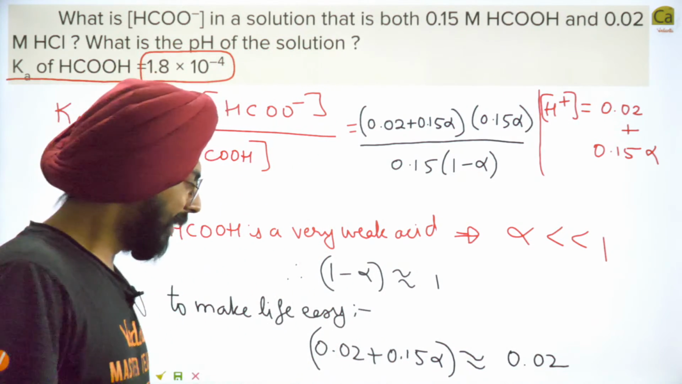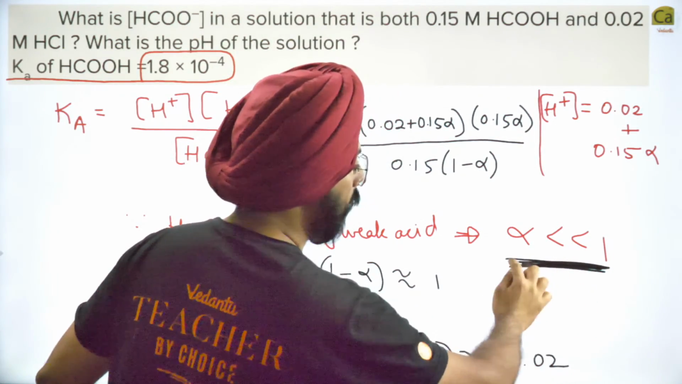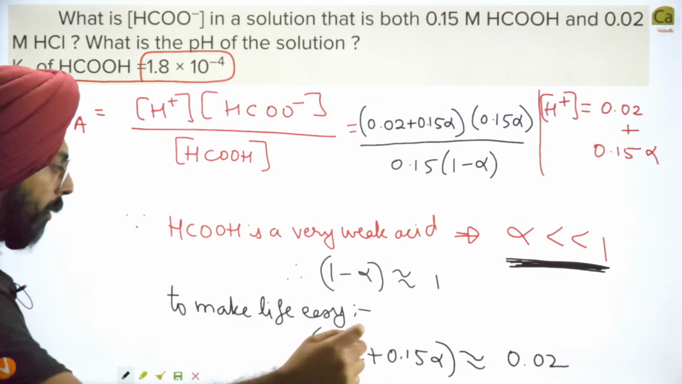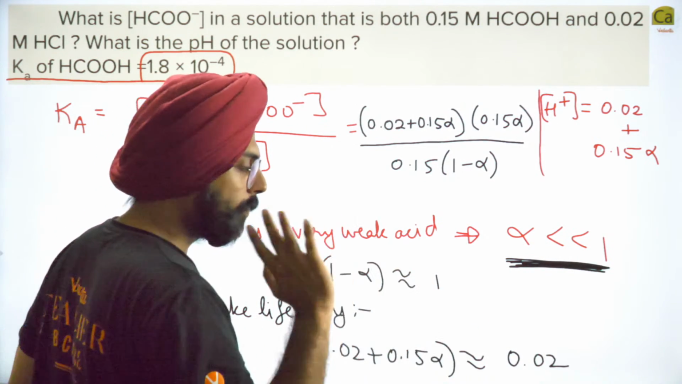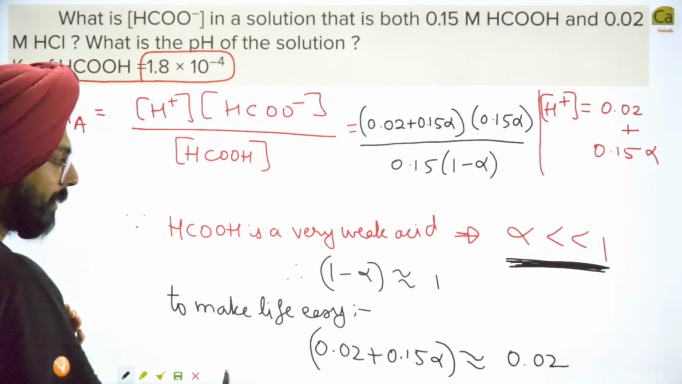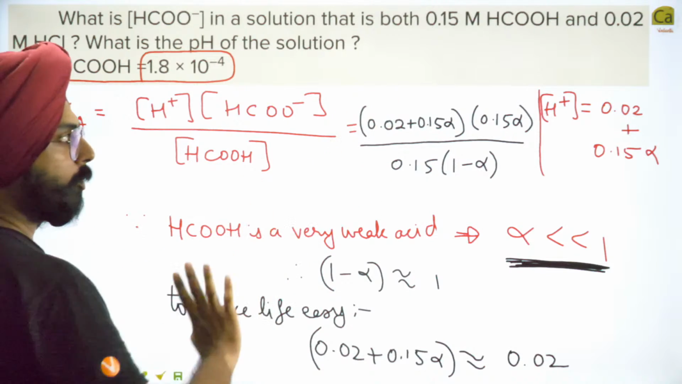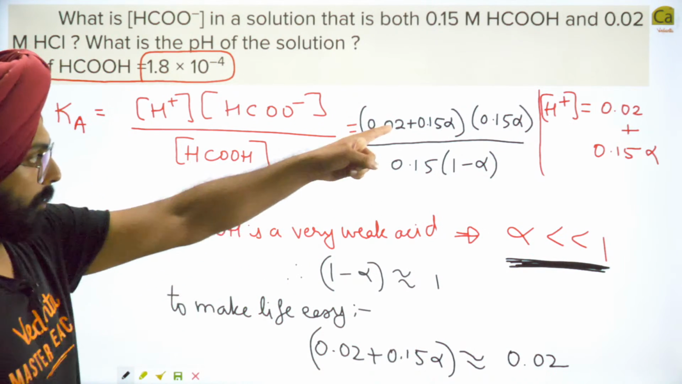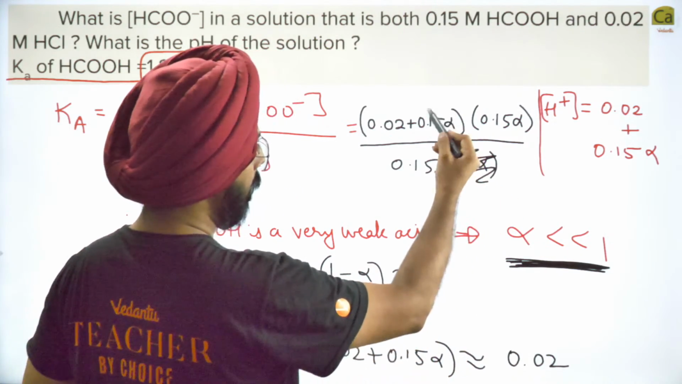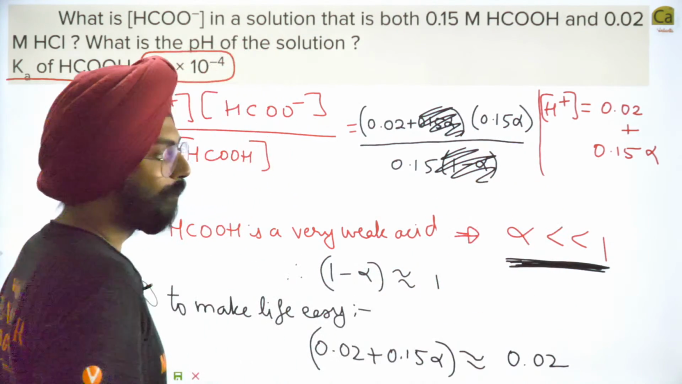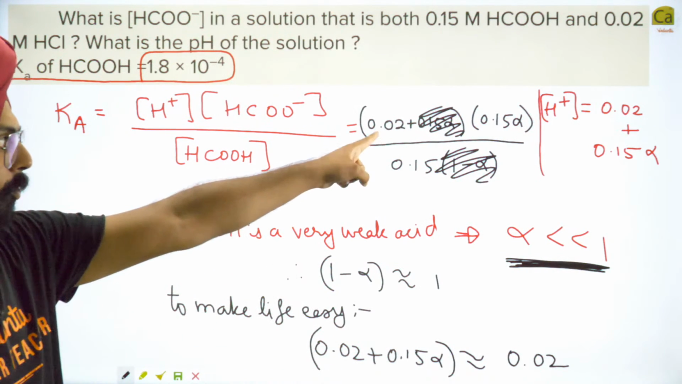Since we are assuming that alpha is a very, very small number, this term that is multiplied by alpha can also be neglected. This makes our life easy. So using these two approximations, I'm going to change a few of the things mentioned over here. Let's forget this, and let's forget this as well. This approximation and this approximation, put it over there.